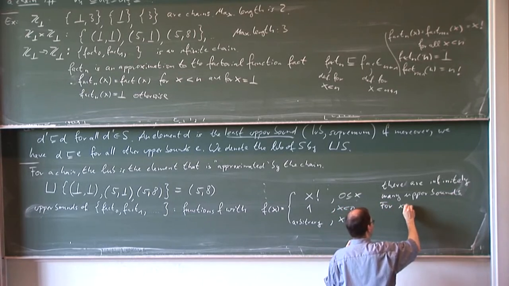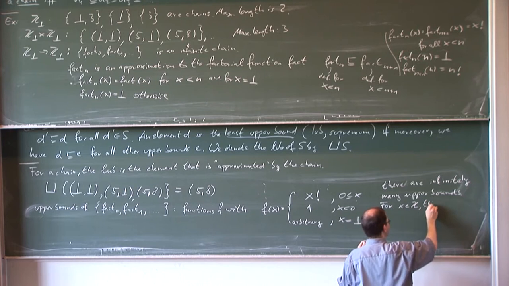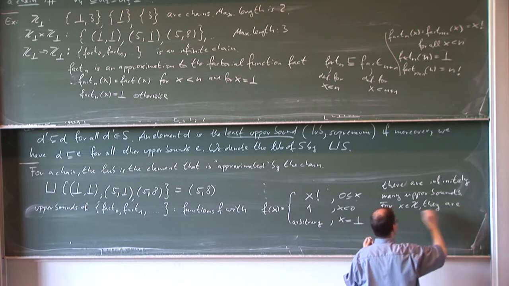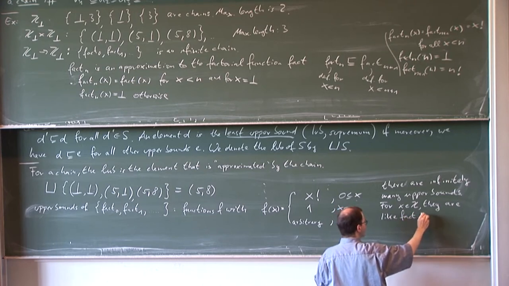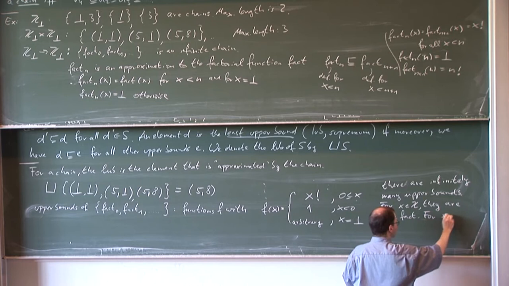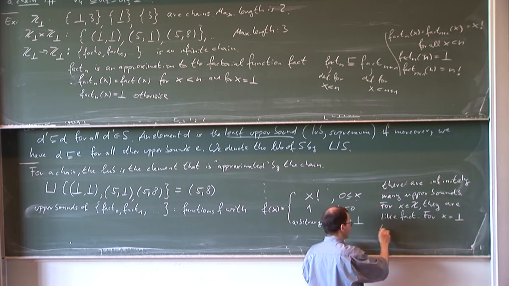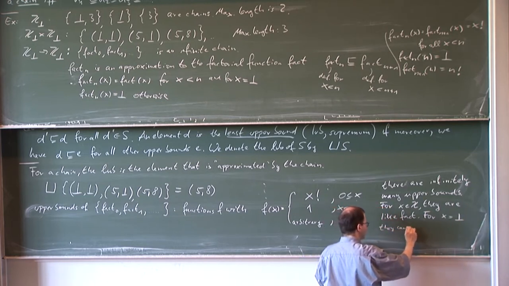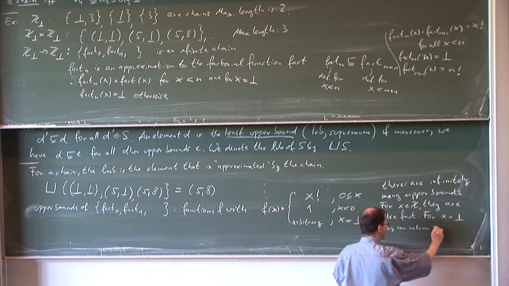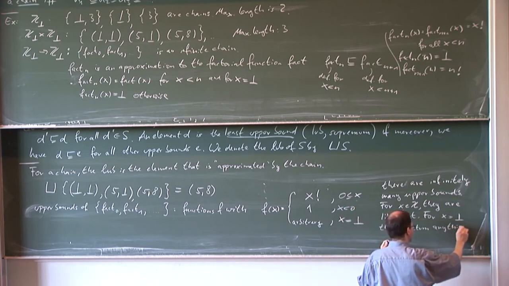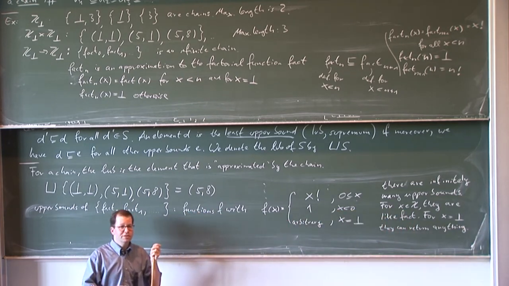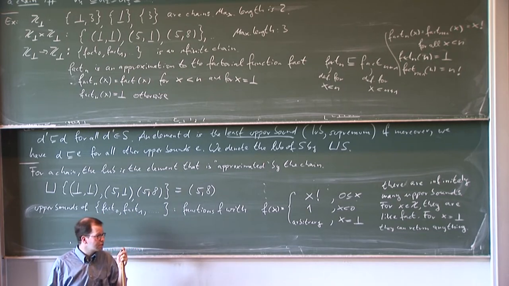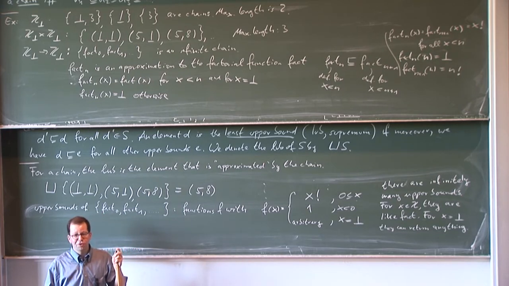For integers, they are like the factorial function. For bottom, they can return anything. So, for example, the function which, if you apply it to an integer, gives you the factorial, but if you apply it to bottom, it gives you 34. That's an upper bound of this chain.